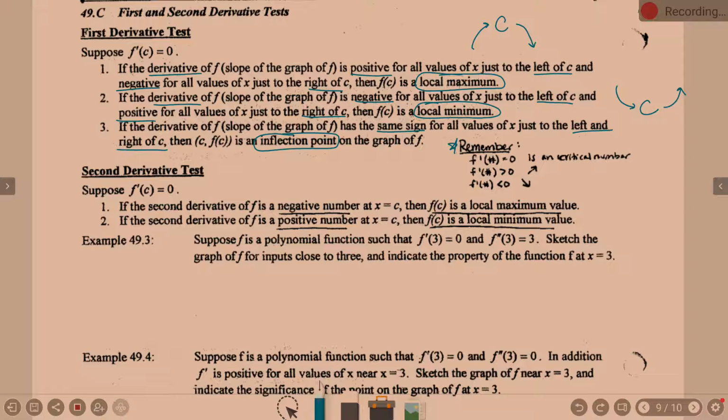And when we talk about a first derivative being positive or negative, that means if you look at the graph of the first derivative, negative means below the x-axis, positive means above the x-axis. Okay? That's our first derivative test. Now we're going to talk about the second derivative test.